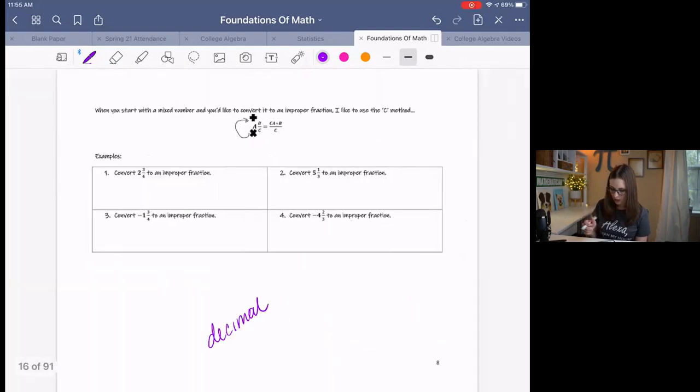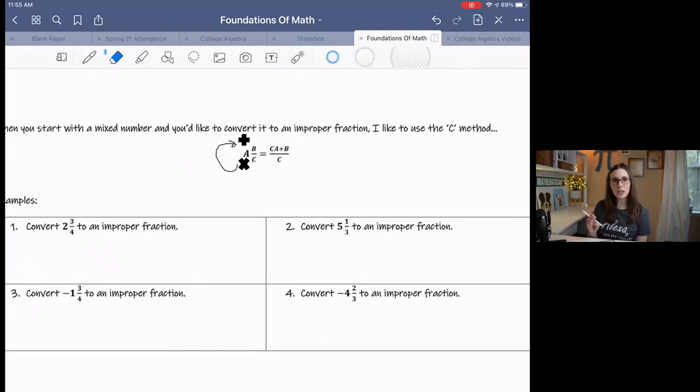So let's go further into the notes here. We are going to be given a mixed number or a mixed fraction, and we're going to be asked to convert it to an improper fraction. So we're going to be reversing, flip-flopping. So we know that a mixed number is in this form, has that integer piece and then the fraction piece. And we can convert it to an improper fraction. I call it a C or a circle.